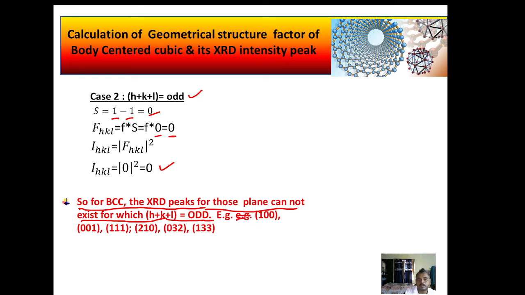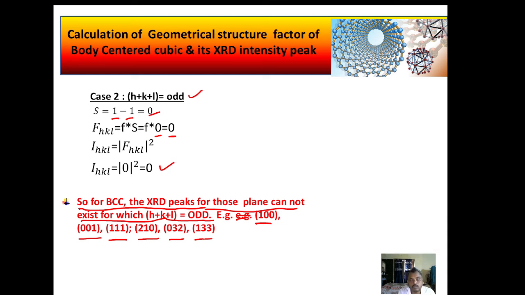I have taken some examples here, let's say 1 0 0. Now their summation is 1, so it cannot exist because their summation is an odd number. Similarly, 0 0 1, 1 1 1, 2 1 0 and 3 2 1, 3 3. All of them, their summation is an odd number, therefore this type of peak will not be there.